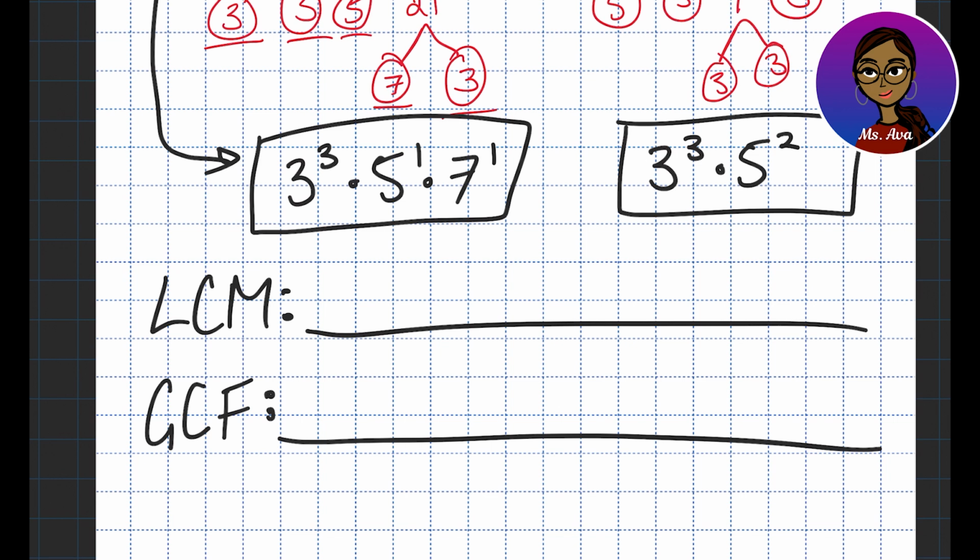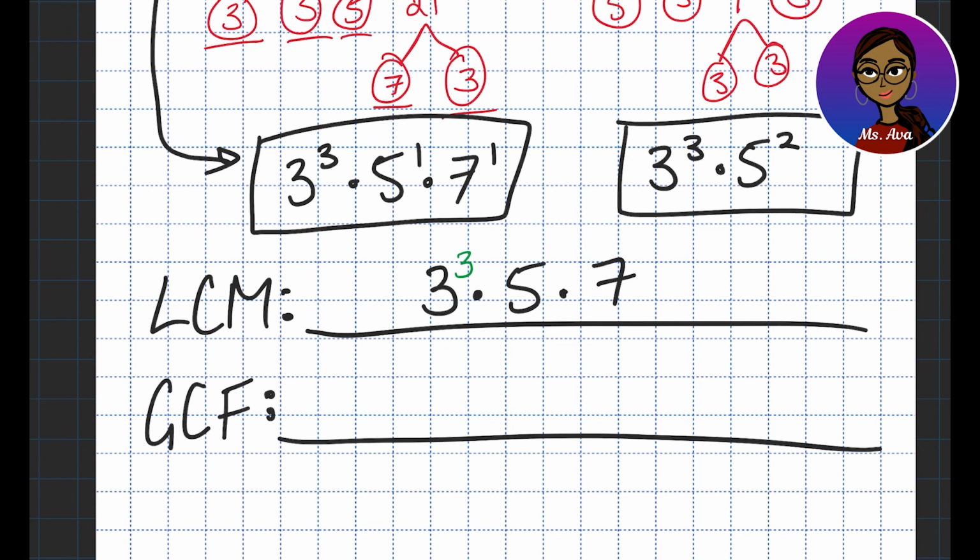Okay, so first thing, we write down every base that shows up regardless of which set of numbers it's from. So that means I'm going to write down a 3, a 5, and a 7. And then the next thing is that you compare each one of these. I'm going to look at the 3's and just look at their exponents, and I choose the exponent that is greater. In this case, they're both the same, so we're just going to have a 3.